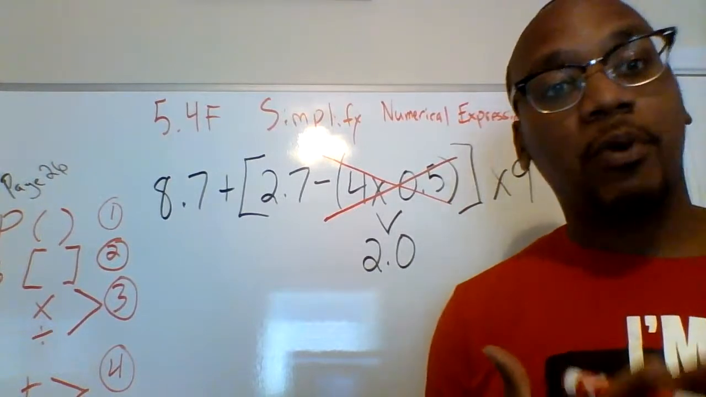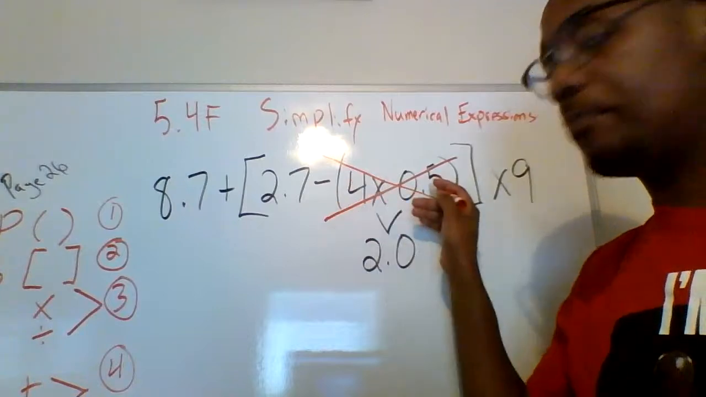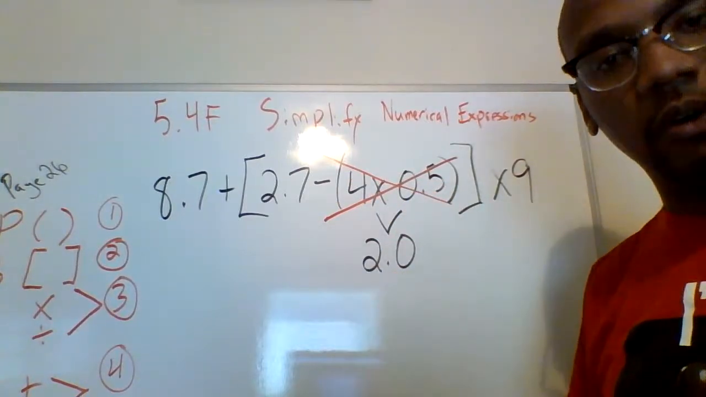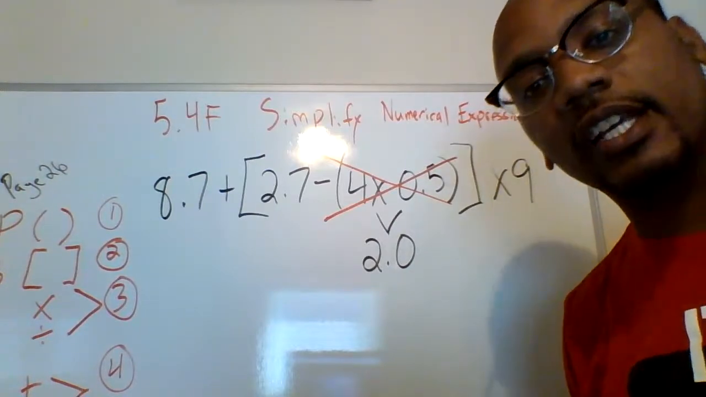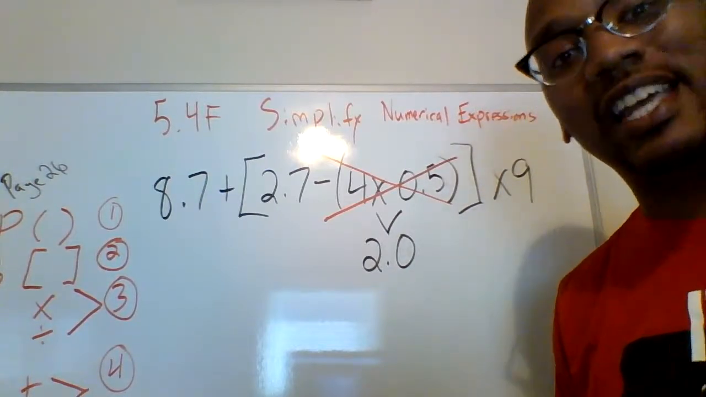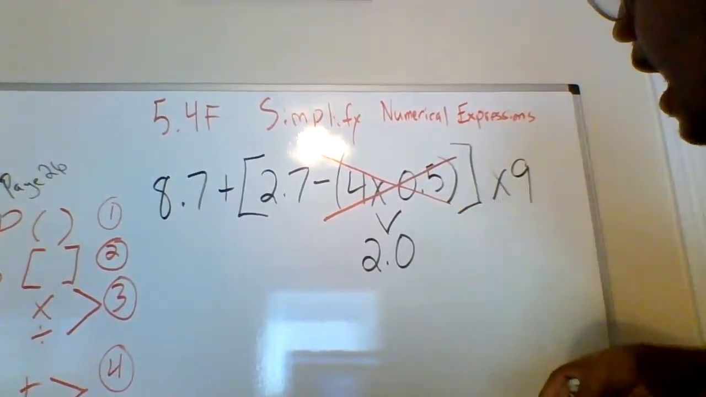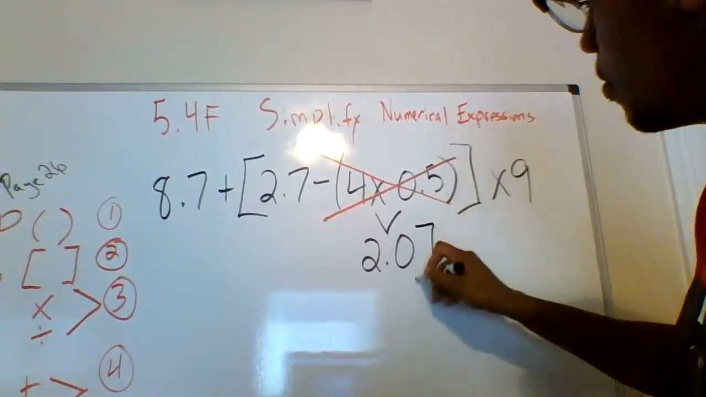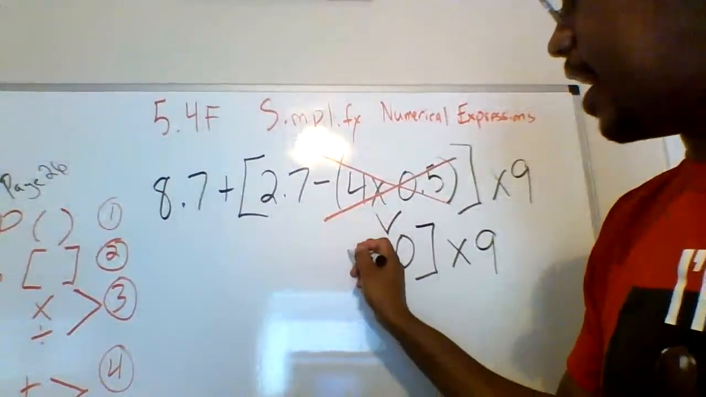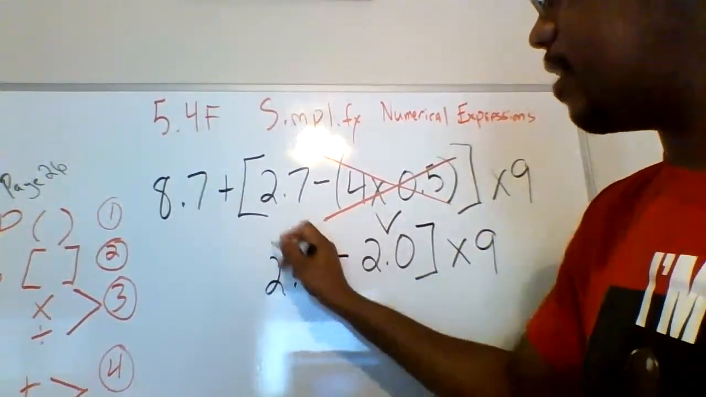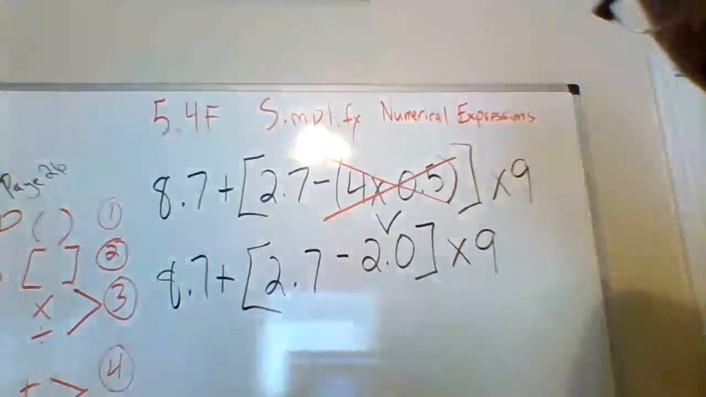I don't need the parentheses anymore because everything that was in that parentheses went into 2.0. Now I rewrite the rest of the problem without the parentheses. That's how you keep it organized. So behind that, I have a bracket times 9. In front of the parentheses, I have a minus 2.7 bracket plus 8.7 on that side.